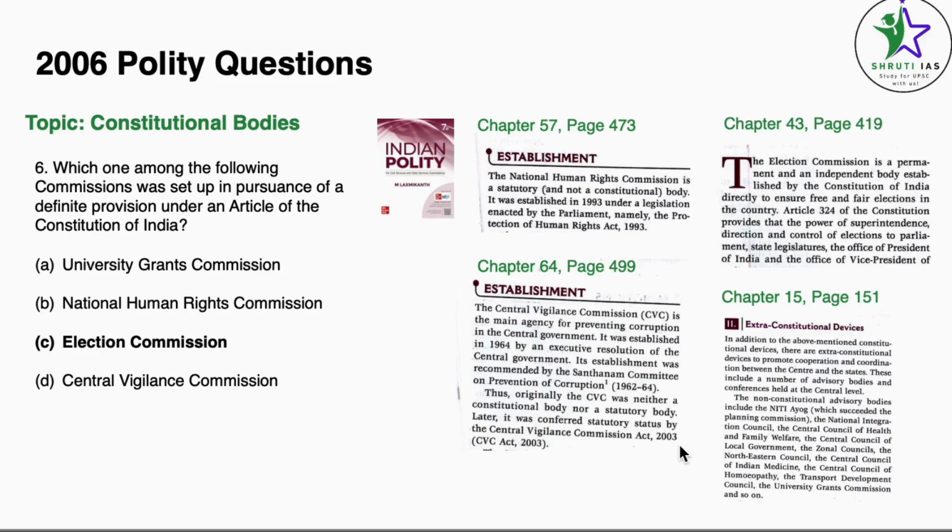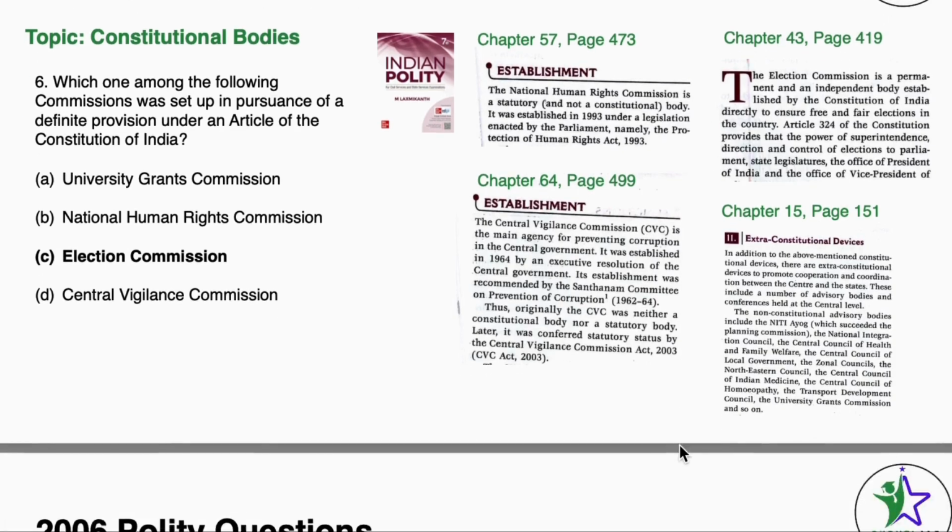Now, University Grants Commission is not directly given in Lakshmikanth, but there is some mention of it in Chapter 15, Center State Relations, in the last paragraph as an extra constitutional device. But we get the answer even if you don't go there. We get the answer just by reading up on Election Commission and the other commissions.